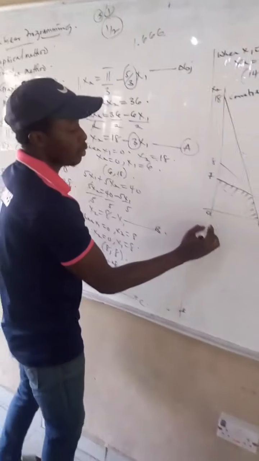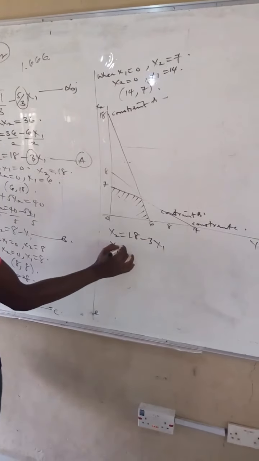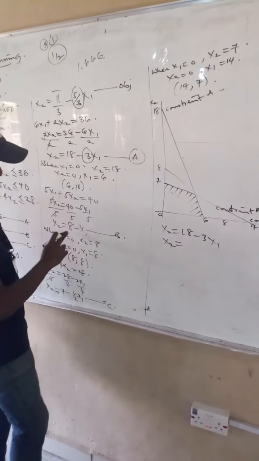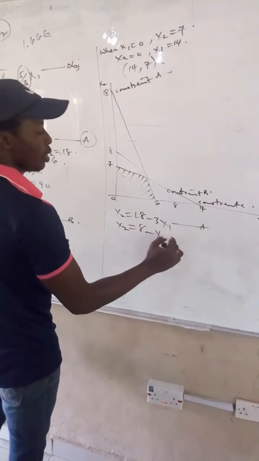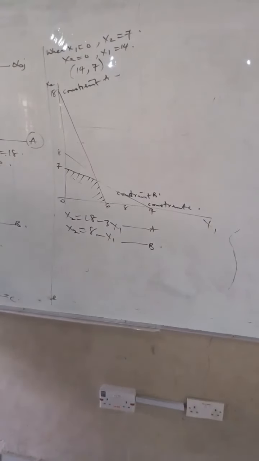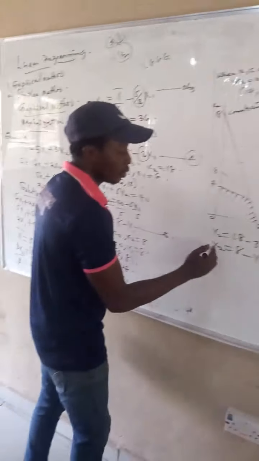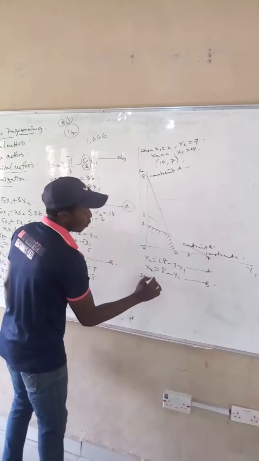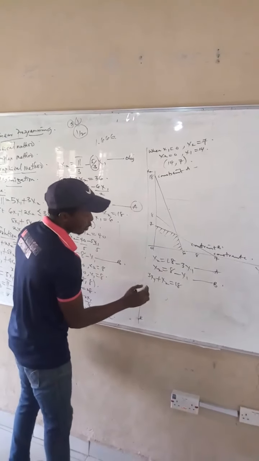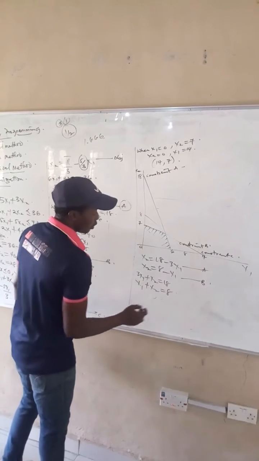So we write it out by saying we have our x2 equals 18 minus 3x1. Then you have x2 equals 8 minus x1. This is from constraint A and from constraint B. Now the next thing, just turn it to simultaneous equations. Bring the two variables together and make the constant stand alone. So we have 3x1 plus x2 equals 18. Then you have x1 plus x2 equals 8.